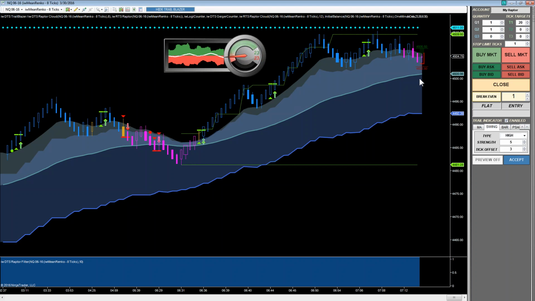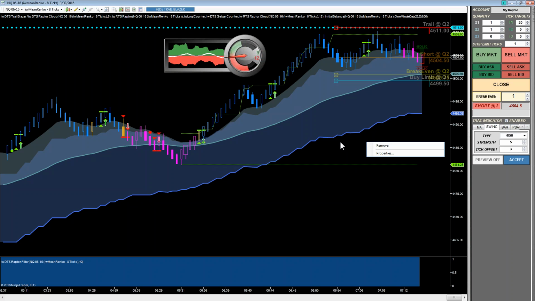The Trailblazer is a one-click entry system. You preset your quantities and your profit objectives, then you select your stop strategy, and after that, you just click the buy or sell market button. Now you can also set a trade manually by selecting it the old-fashioned way and just dragging it in. But that's the Trailblazer. It's a one-click entry system. Very useful, again, for fast-moving markets.